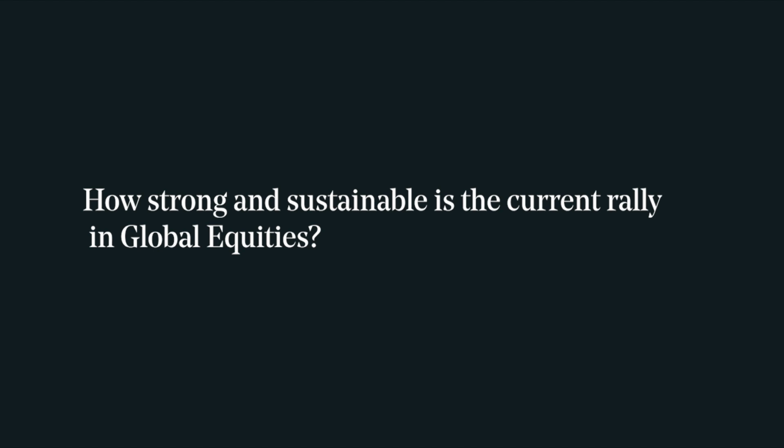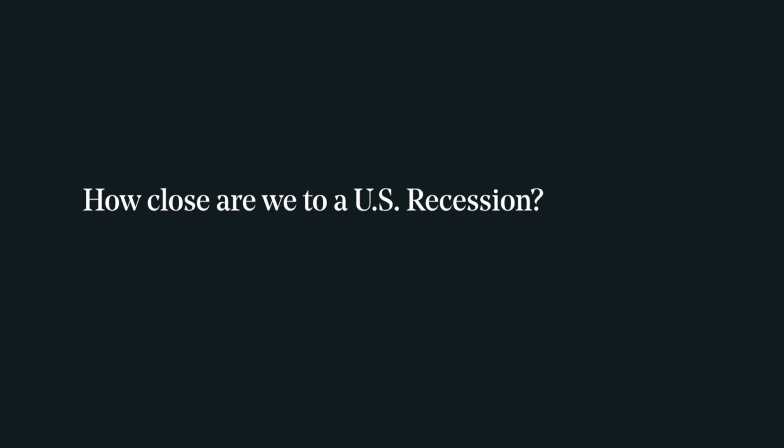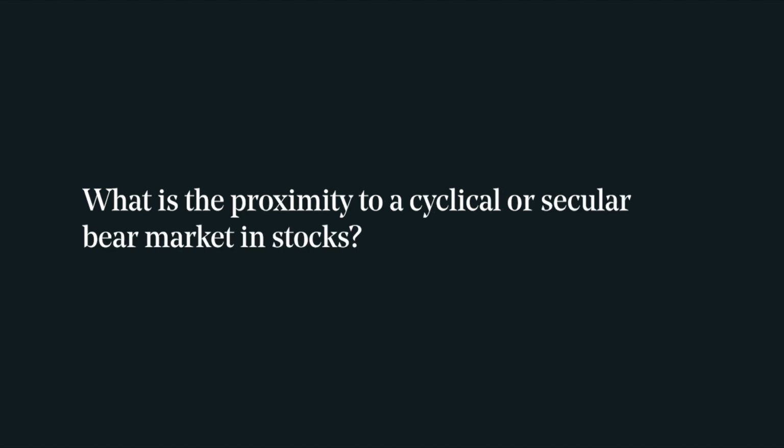So a watch report is essentially an objective set of indicators, normally between 10 and 20, although there's no set rule, which are organized in a very easy to follow framework on one page. And those indicators are then aggregated up into a single reading that helps address a particular investment question. So examples include how strong and sustainable is the current rally in global equities, or how close are we to a US recession? What is the proximity of a cyclical or a secular bear market in stocks? Is gold heading higher or looking extended?